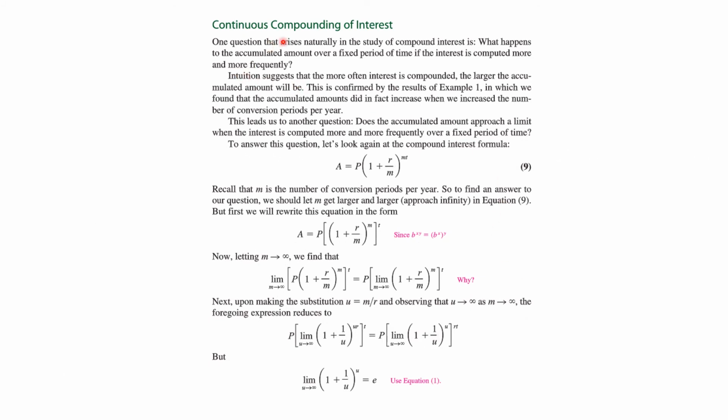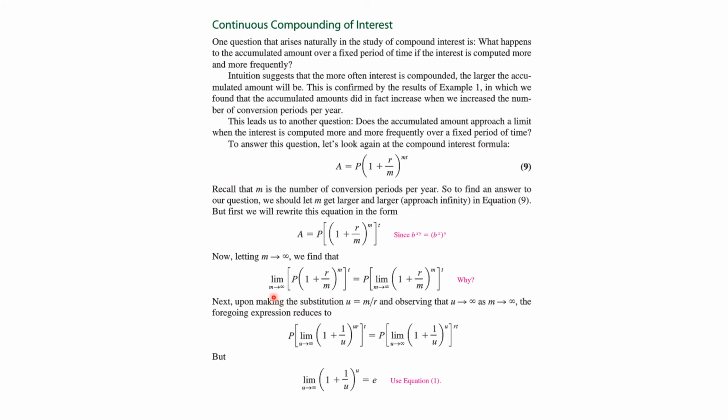Now, one question that comes up is, well, that wasn't changing a whole lot, so what happens if you do it over and over and over again? Well, calculus is the study of limits, and the amount that we have is equal to this by a previous formula, and it's just an algebra thing to rewrite it this way. But now we can let the number of compounding events go to infinity. So this limit is M goes to infinity of this expression.